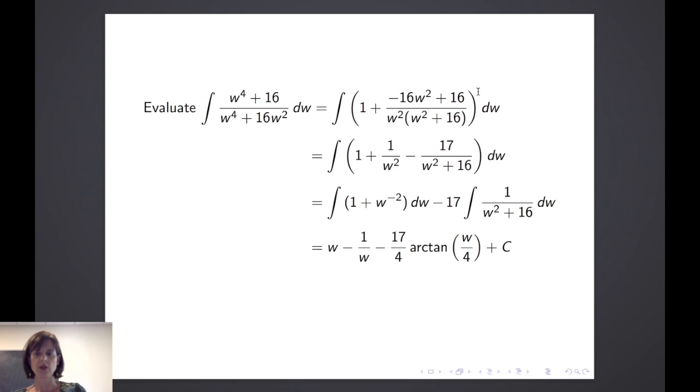And again, you can check your answer by taking the derivative of that antiderivative and going back to see if that is the same as W to the 4th plus 16 over W to the 4th plus 16W squared. You may need to do some algebra and find some common denominators to make them align, but you should be able to check that work.